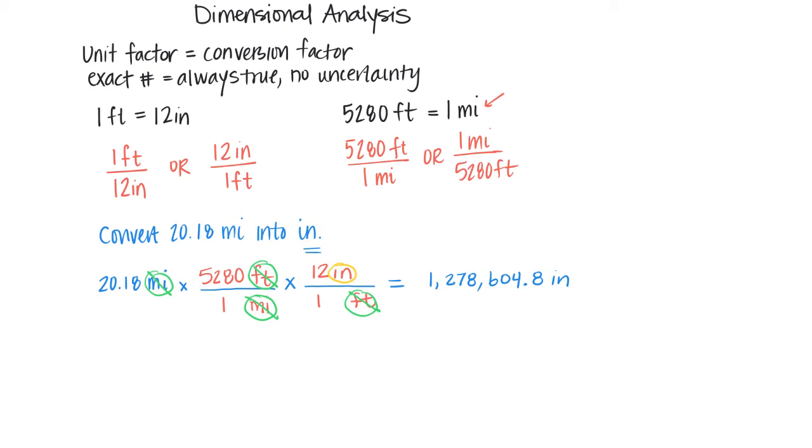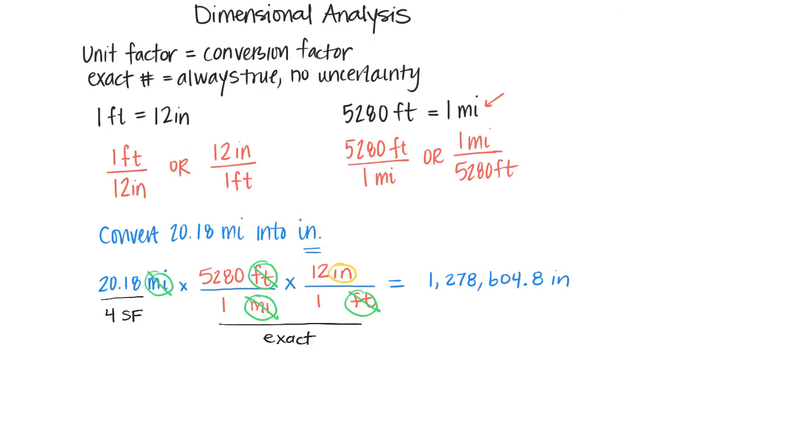Remember that all of our answers have to be reported to the correct number of significant figures. When doing dimensional analysis problems, we're only using multiplication, so we must follow the multiplication and division sig-figs rule. That states that we will report our answers to the least number of significant figures in the problem. The only number that has any uncertainty is the initial measurement, and this has 4 significant figures. Our unit factors are exact numbers and don't carry any uncertainty, so we don't care about their number of significant figures. It doesn't affect our answer.